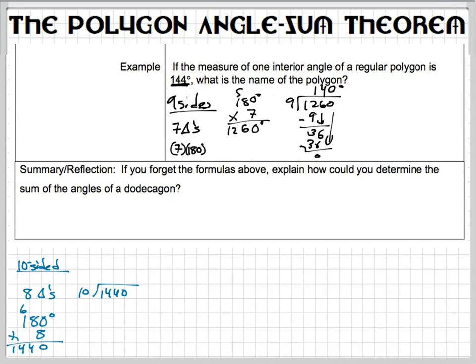Oh, cool. Check this out. They both have a 0 on it, so you could do that shortcut. It's 144 degrees for one angle. Oh, cool. We found our answer. It says 144 degrees for one interior angle. That's your answer. It is a decagon.